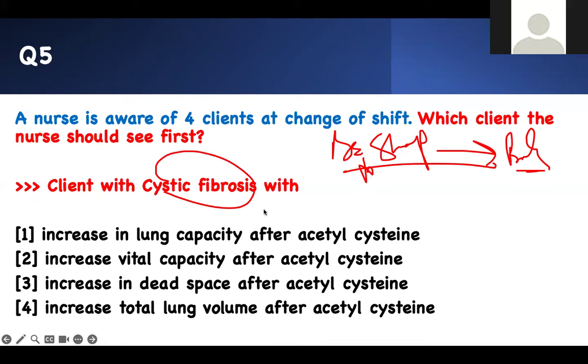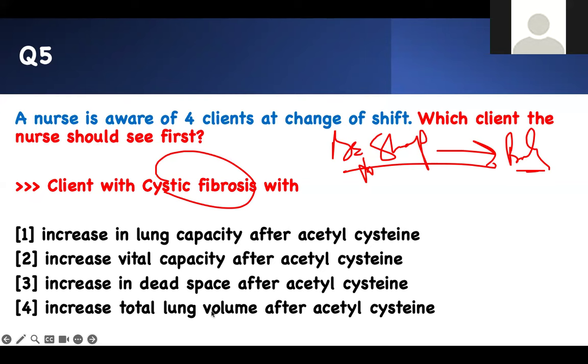And not expected. Cystic fibrosis, what do you expect in them? What do you think is going to happen? What do you think you should focus on? Somebody with cystic fibrosis, right? What do you think? If I give you acetylcysteine, right? And then you have what? Increased lung capacity, increased vital capacity, increased dead space after acetylcysteine, increased lung volume.